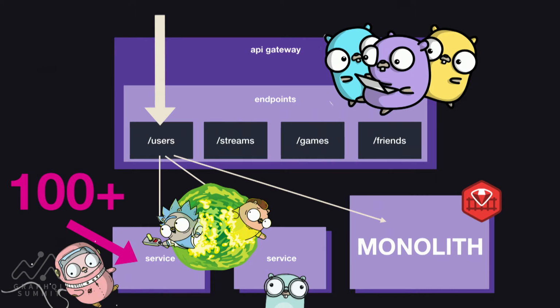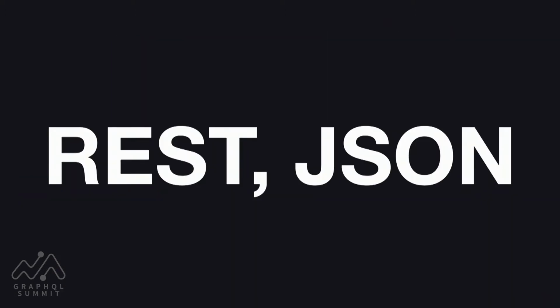So most of our services are also written in Go, so they kind of look like that. They're all Gophers, but they look kind of different. But everything speaks REST and JSON. I imagine most companies have been implementing this as their API for the last decade or so.